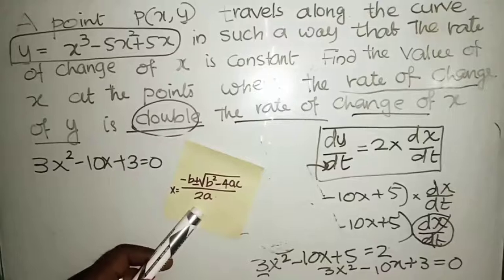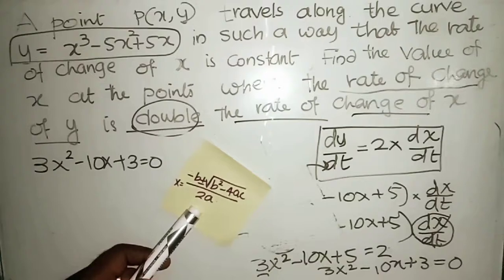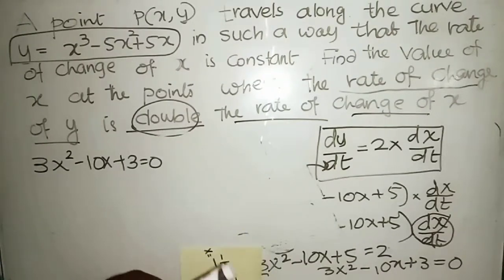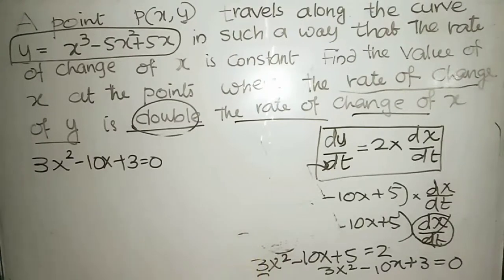Solve the quadratic equation 3x squared minus 10x plus 3 is equal to 0 by using the quadratic formula x is equal to minus b plus or minus square root of b squared minus 4ac, by 2a. Else you can use factorization or completing the square. Any method you can use. I am using here the quadratic formula.